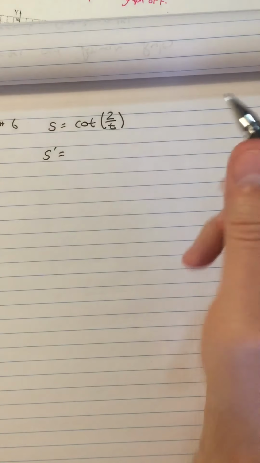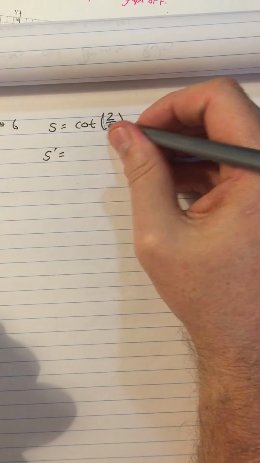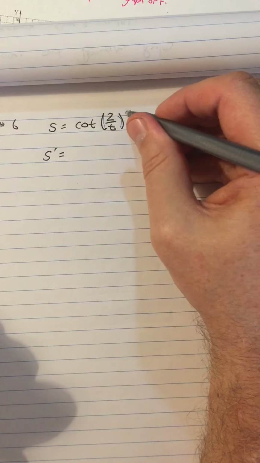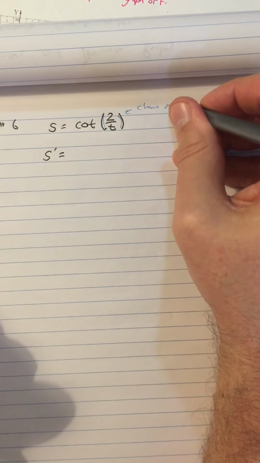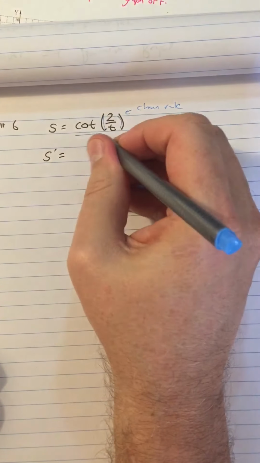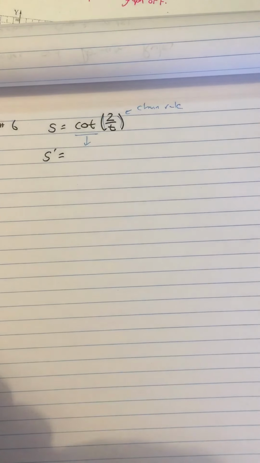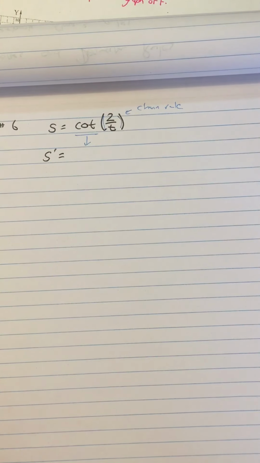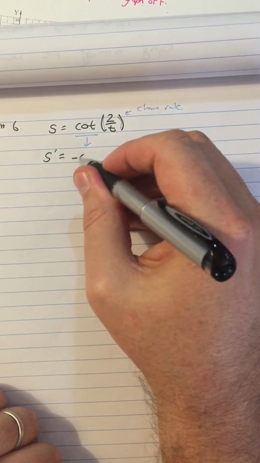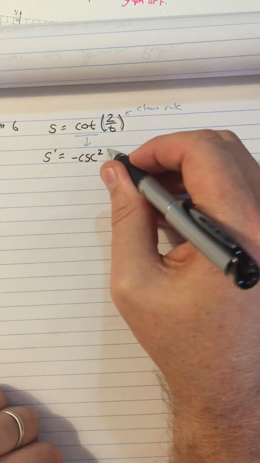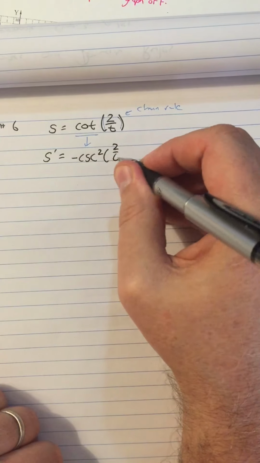So s prime is, okay, so I have one function inside another. I can clearly see that by the parentheses. That's telling me I'm going to use the chain rule. So I have to start by doing the derivative of the outside function, keeping the inside function the same. So I have to know what the derivative of cotangent is. Do you know it? It's negative cosecant squared. But we keep that inside function the same, okay?